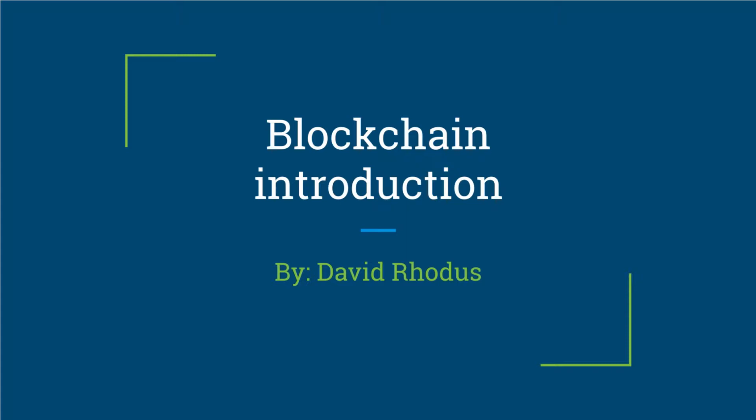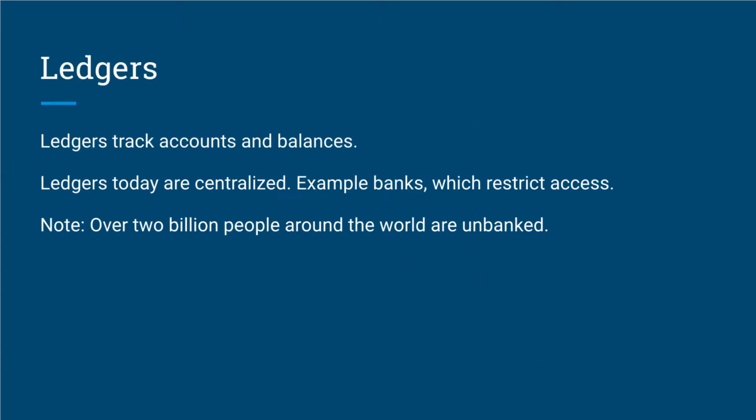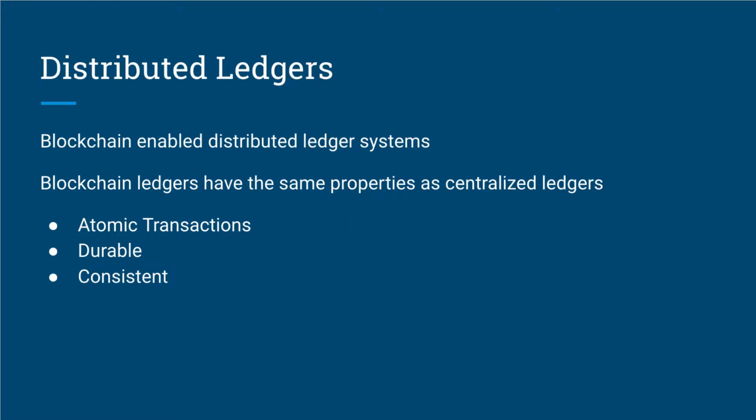In this video I'm going to give you an introduction to how blockchains work. So blockchains in their most simple form are ledgers. And what is a ledger? Well, a ledger tracks accounts and balances. Basically, all ledgers as we know today are centralized, like the ones used in banks. Blockchains enable a new concept called distributed ledgers.